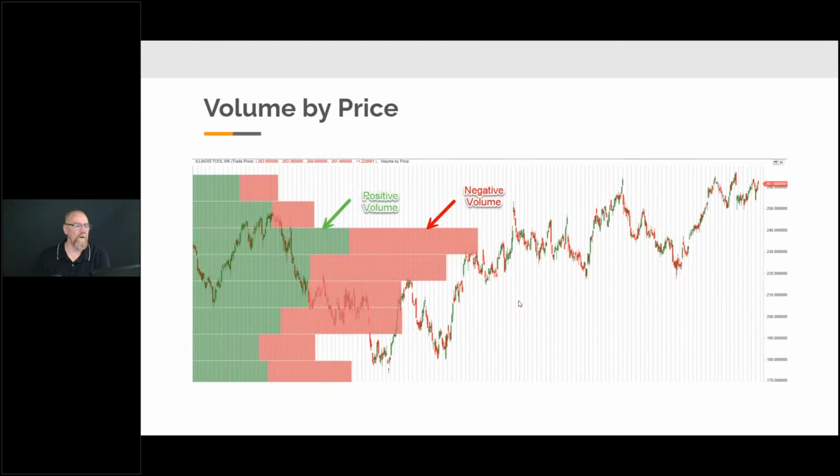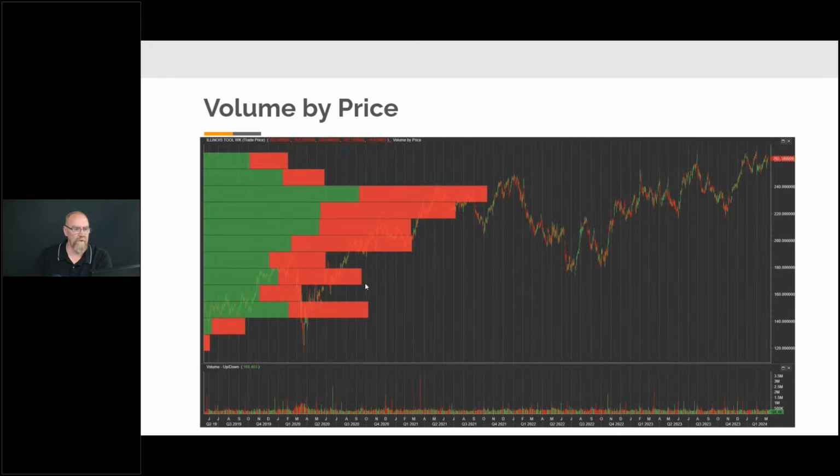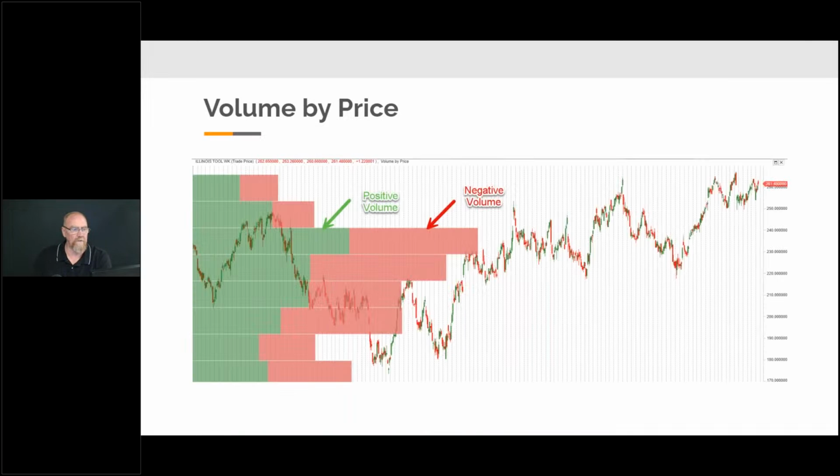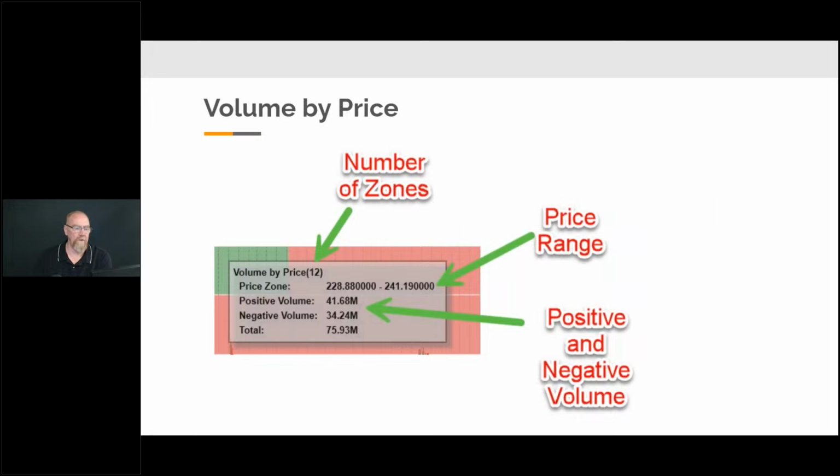Now, I want you to notice the transparency here compared to the first picture. Don't forget that you can change your transparency so that it looks a little clearer to see through it. But you'll see that the green is the positive volume, the red is the negative volume, just as we discussed for the different levels. And if you hover over it, it'll tell you the price range and the total positive volume and total negative volume.